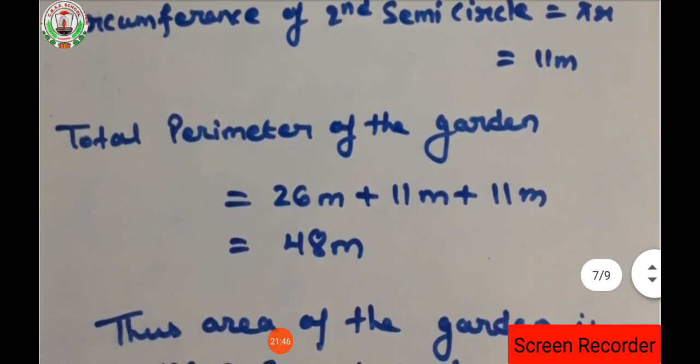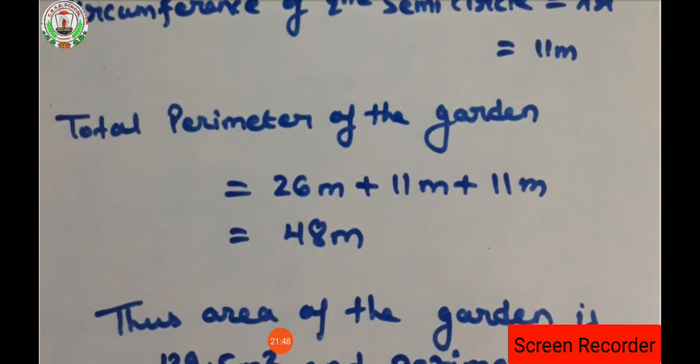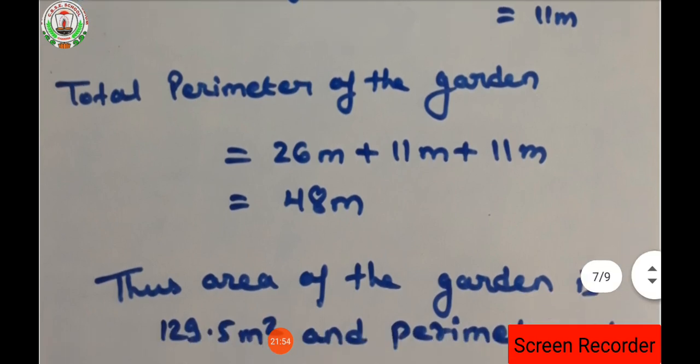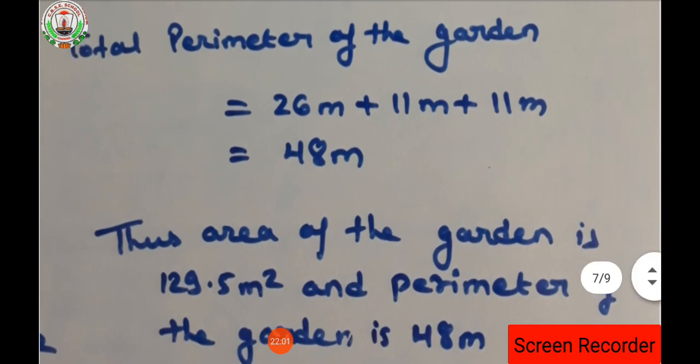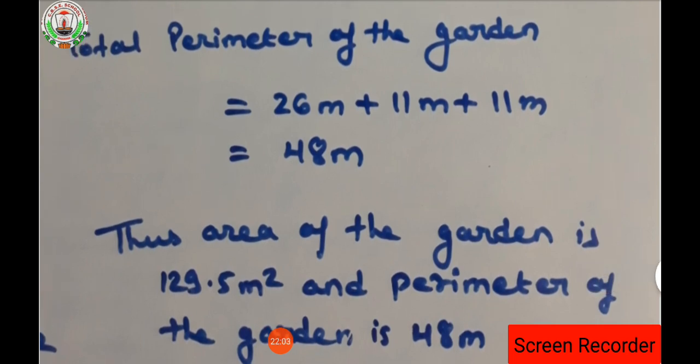So the total perimeter of the garden will be the perimeter of the rectangle plus the perimeter of the first semicircle plus the perimeter of the second semicircle, which is 26 meter plus 11 meter plus 11 meter. How much will that be? 48 meter. Understood up to here?